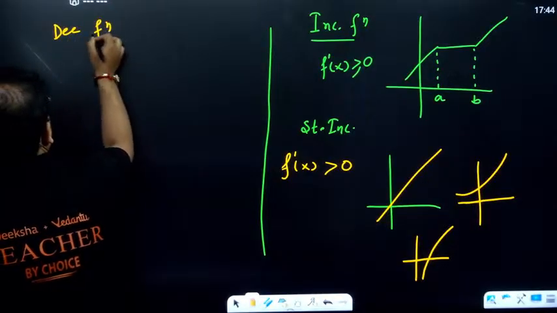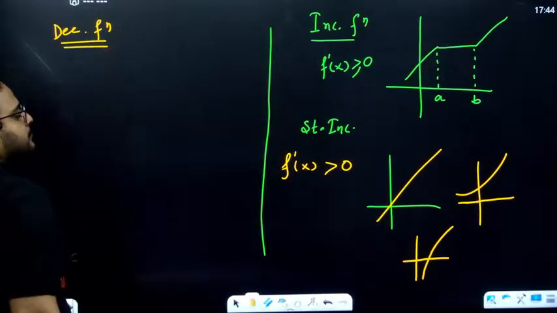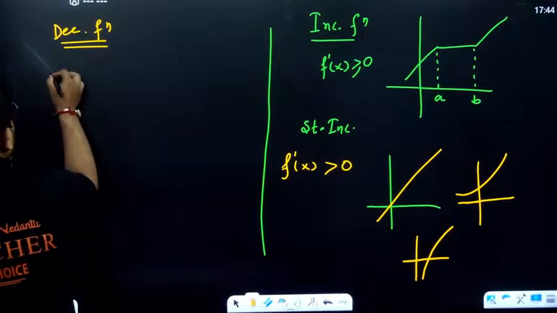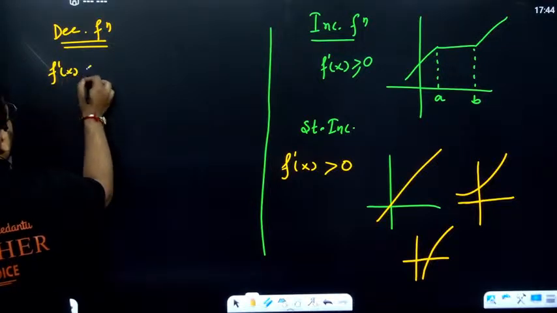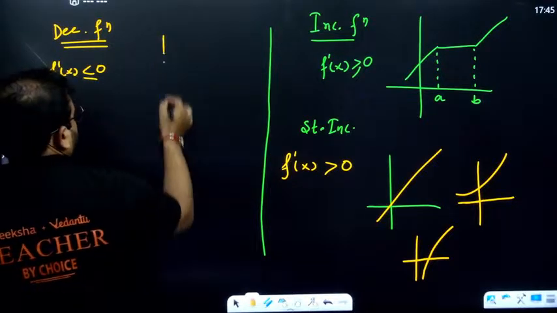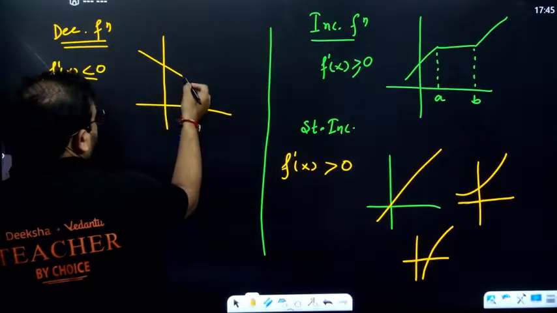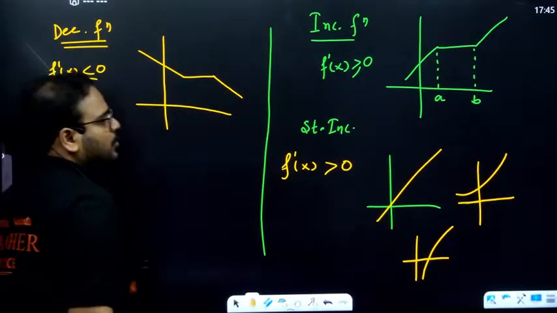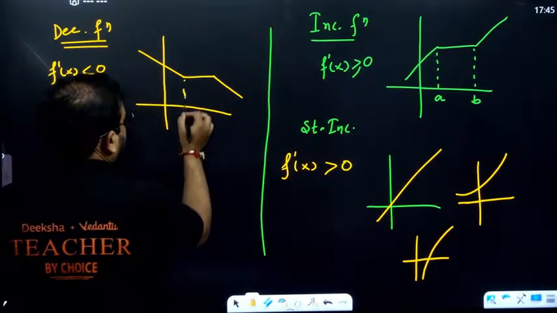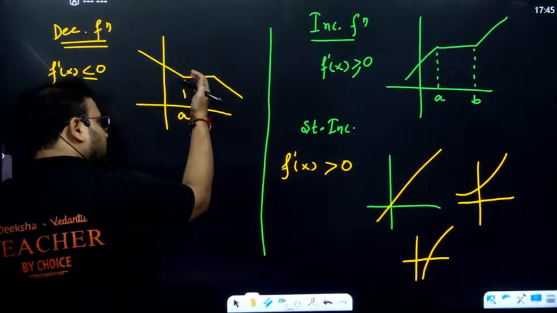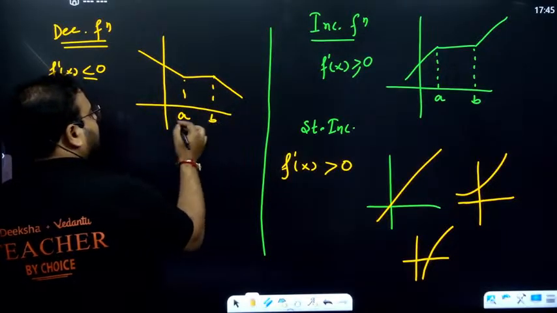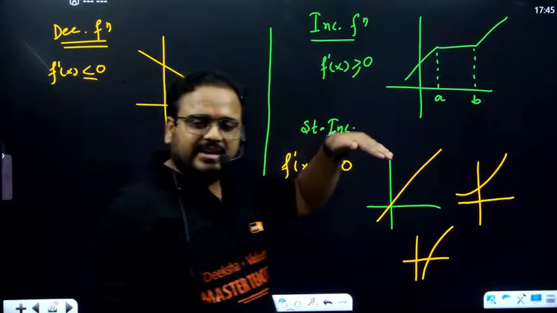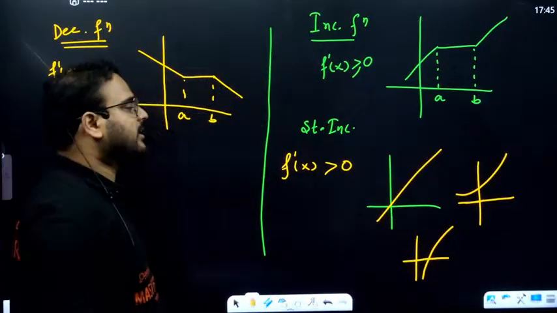Decreasing function. What happens over here? Again, we have two cases. When the derivative is less than or equal to 0, the graph looks like this. Comes down, stops, again comes down. The function till the point A is coming down, so decreasing. From A to B, it is constant and again dips back, so decreasing.